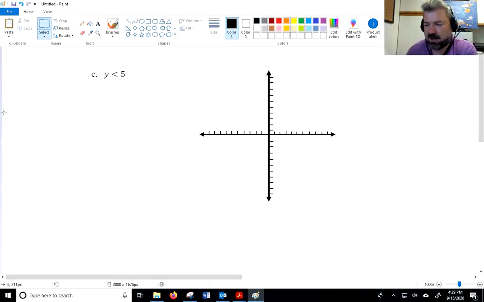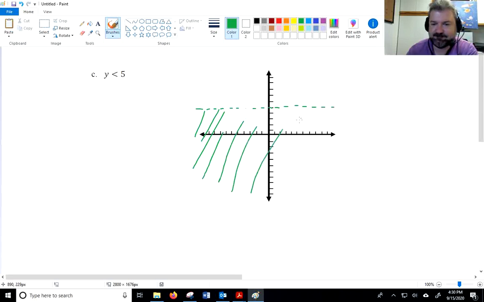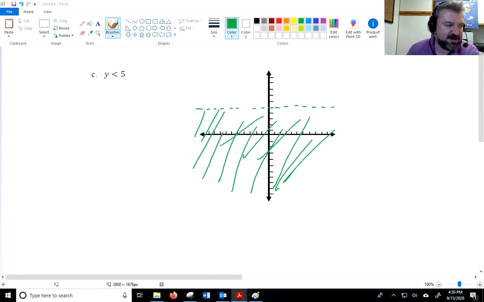Now, y equals 5 would be simply a horizontal line. So this must be a dotted horizontal boundary line. 1, 2, 3, 4, 5. Now it says y less than, so I tell you what, let's shade where the y's are less. Which is down here. Not too bad, huh?